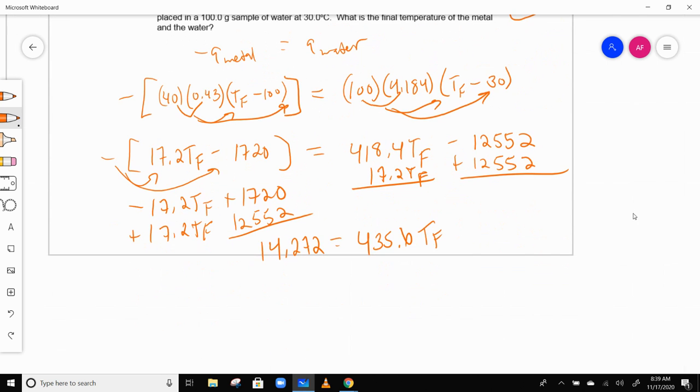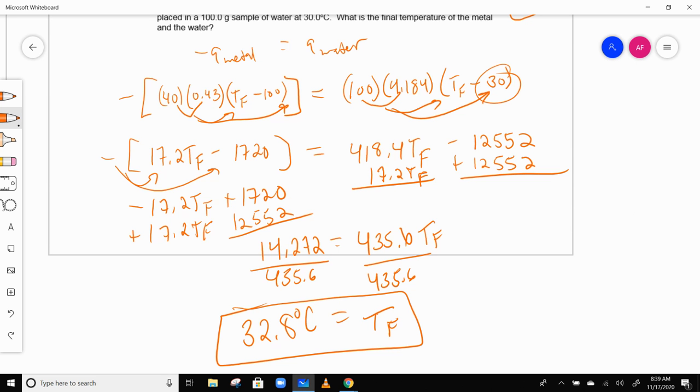One more step. We just got to divide both sides by 435.6. TF equals whatever that is. 32.8 degrees Celsius. Does that make sense? It's 30 to 32.8. That makes sense.